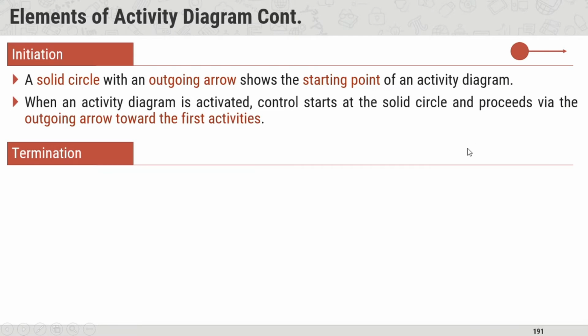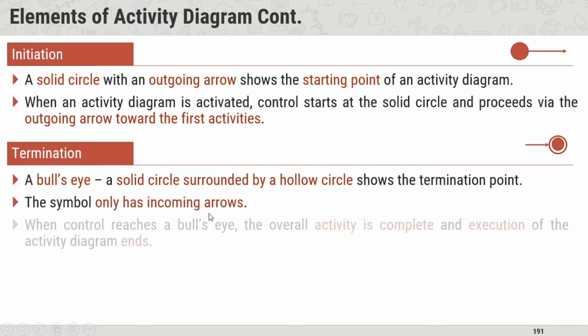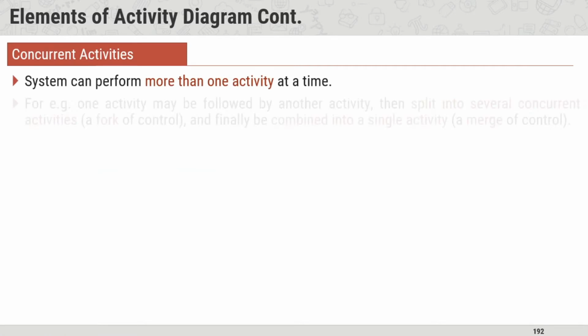Now if you want to terminate your diagram, if you want to show that there is the end of that activity diagram, you use the bull's eye symbol like this, which is a solid circle surrounded by a hollow circle. It has only an incoming arrow. We never have an outgoing arrow for this termination symbol, which shows the end of your activity diagram.